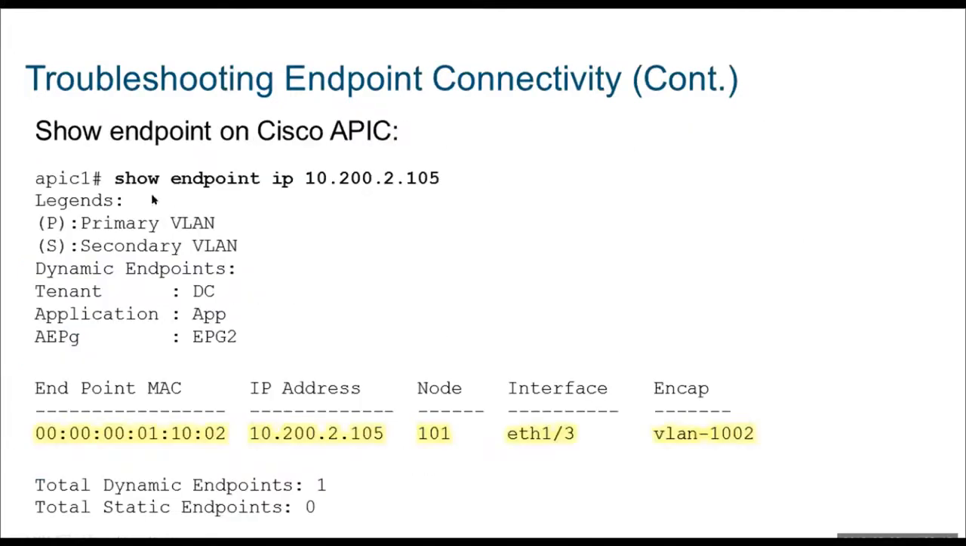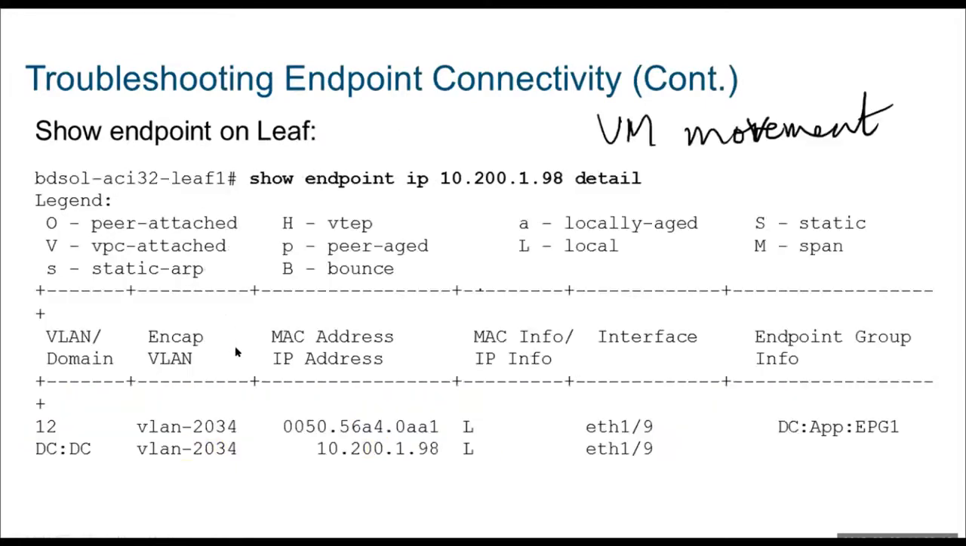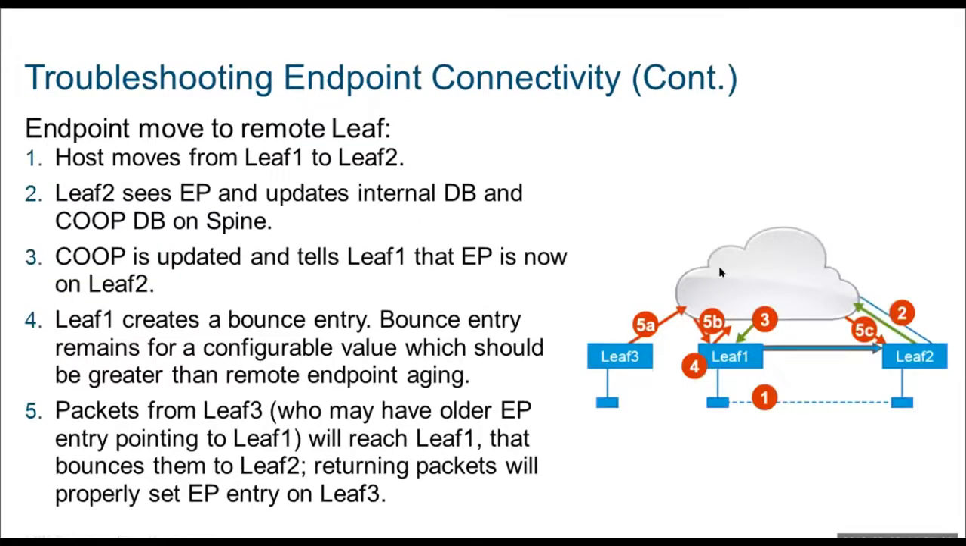So this is an APIC. You can issue the same command on the switch itself. It shows you details about the endpoint. In this example, they are discussing an environment where a VM has actually moved.